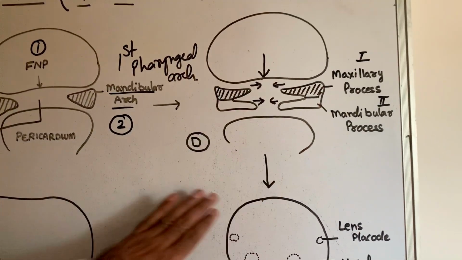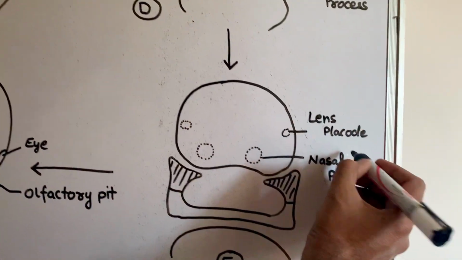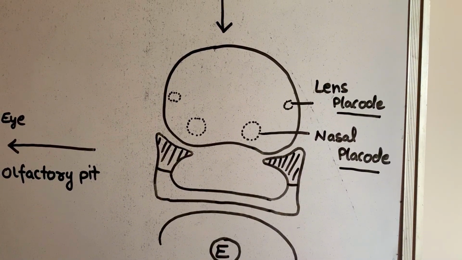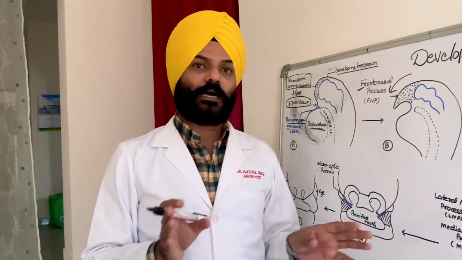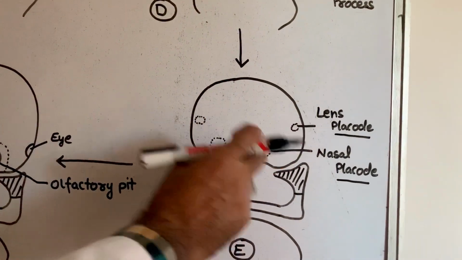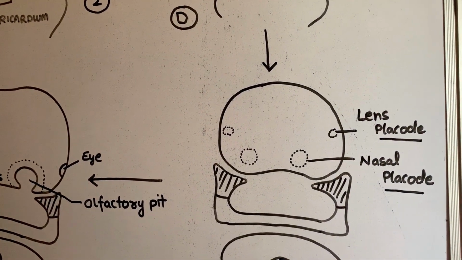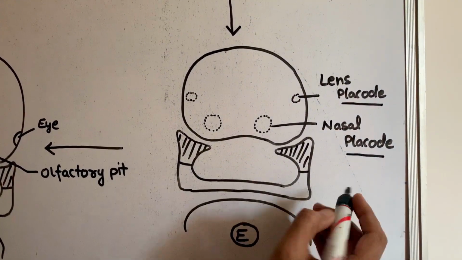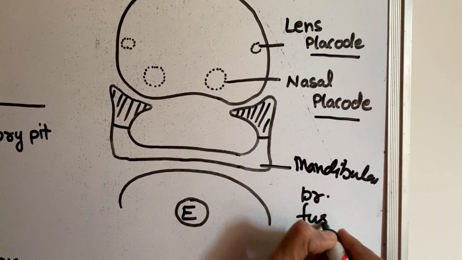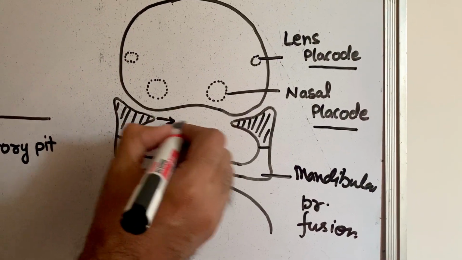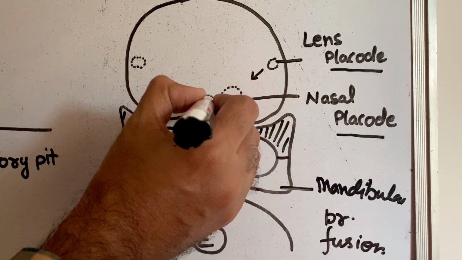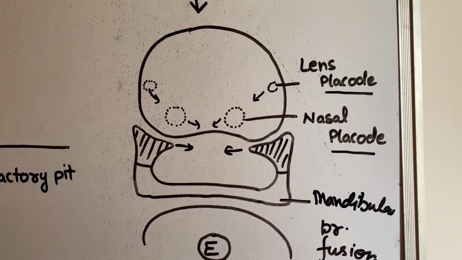Now, as this process keeps going on, what would happen? The ectodermal thickenings of the frontonasal process form the lens placodes as well as the nasal placodes. The lens placodes and the nasal placodes are the future eye and nose areas. Their movement is also in the direction of the movement of the frontonasal process. Now if we look at the maxillary arch, you can see the fusion of the maxillary and mandibular processes. The maxillary processes again start approaching each other, and similarly the lens placodes and the nasal placodes occupy their positions towards the medial side.